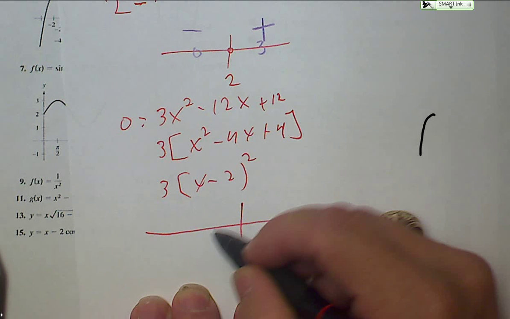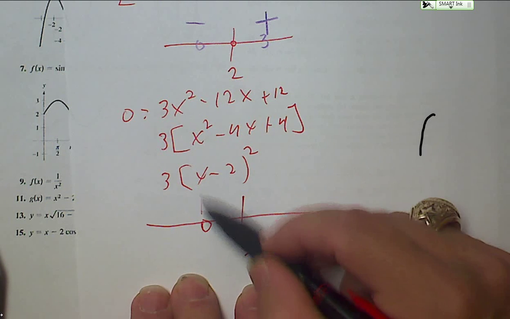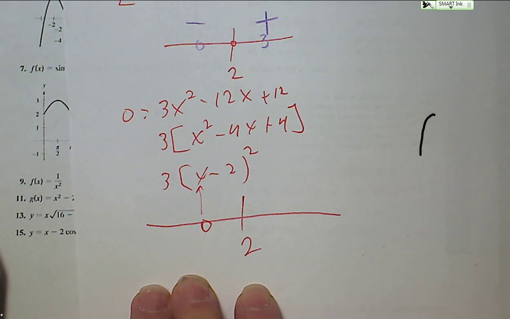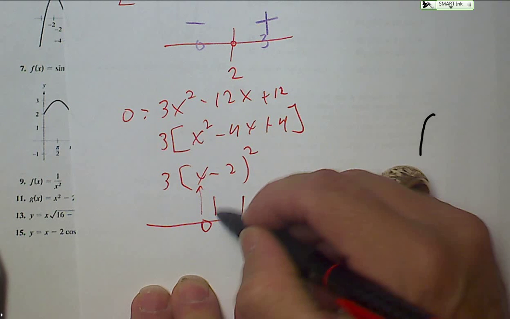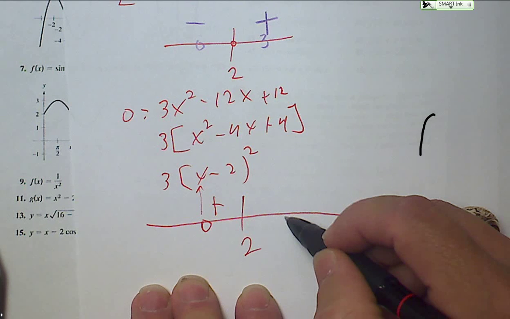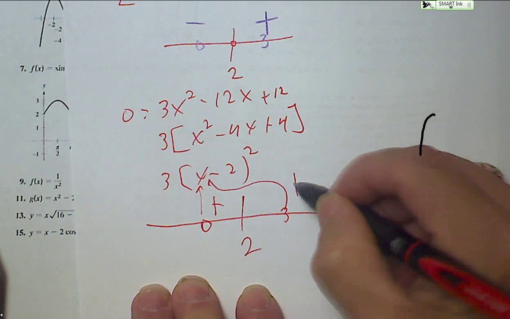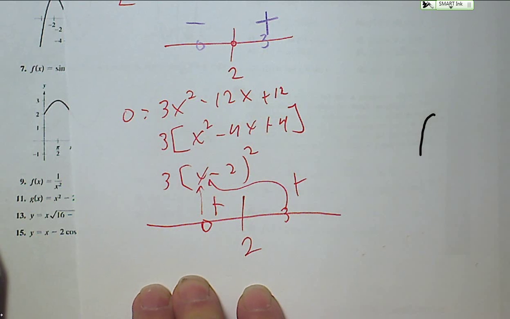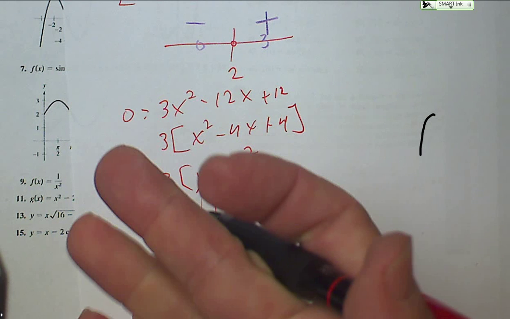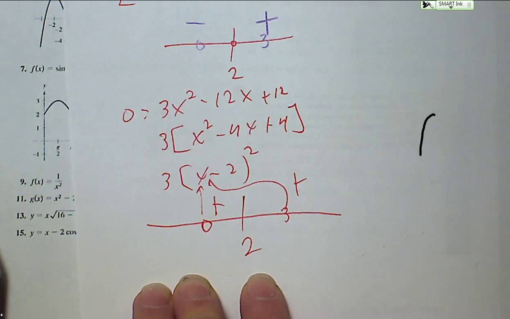Left of 2, the sign is negative? Left of 2, 1, 0... positive. Negative 2 squared is 4, times 3 is 12, that's positive. Right of 2, it's going to be positive. Slope is positive. Was there a change? Is there a max or min in this graph? Not anywhere. This is our only critical point. It did not change signs. And look at it, there is no max or min.